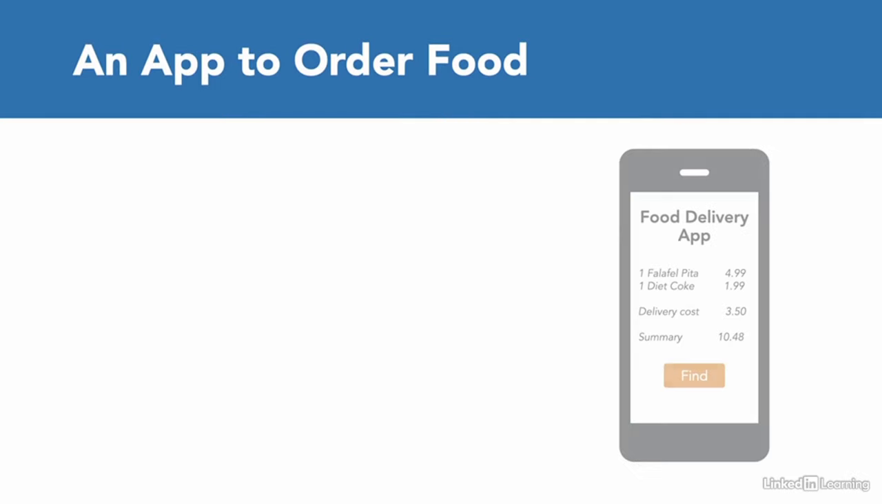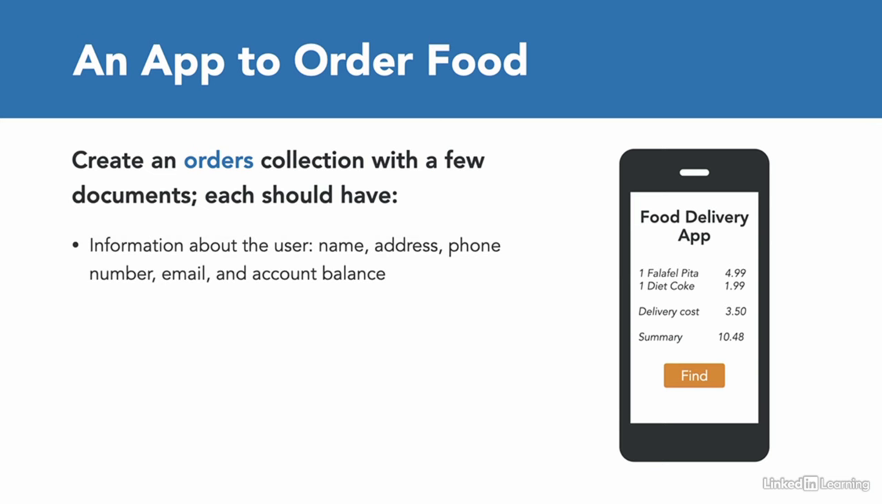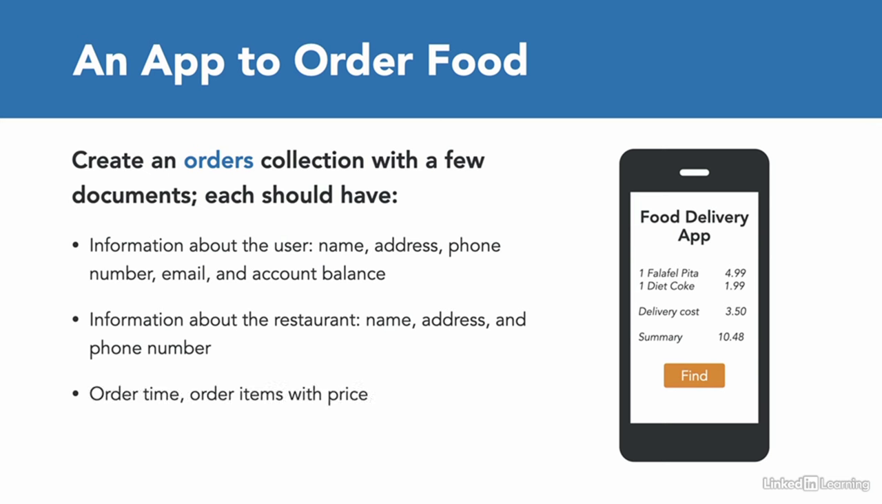In this exercise, I am asking you to create a database that could power an app that allows you to order food. To that end, please create an orders collection with a few documents in it. Each document should have information about the user, like their name, address, phone number, email, and account balance. Information about the restaurant, like the name, address, and phone number of the restaurant. And the documents should also have the time of the order and the items in the order with the associated price. Please also think about which indexes you would create for this collection.